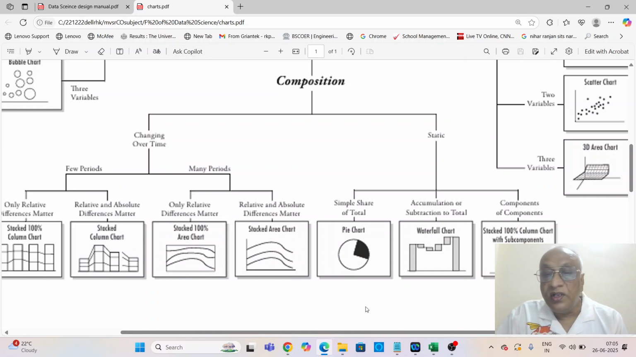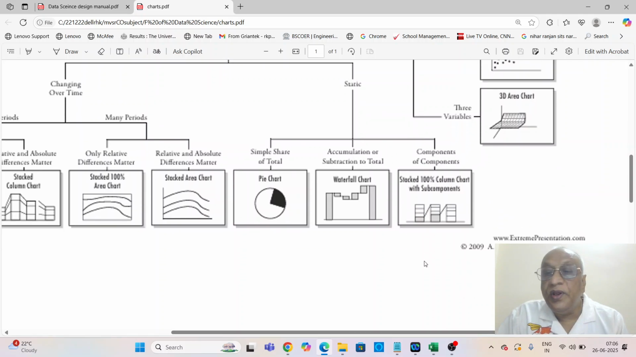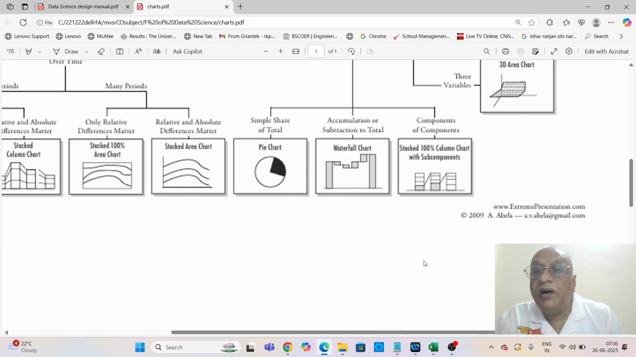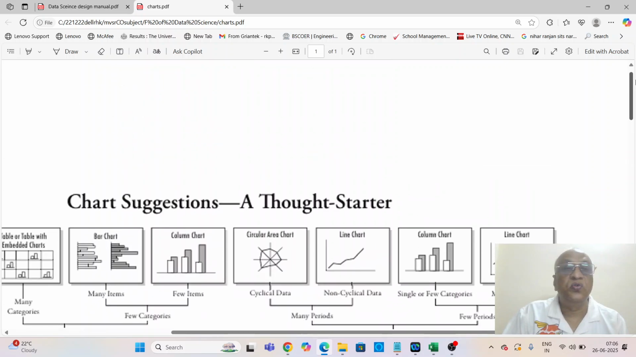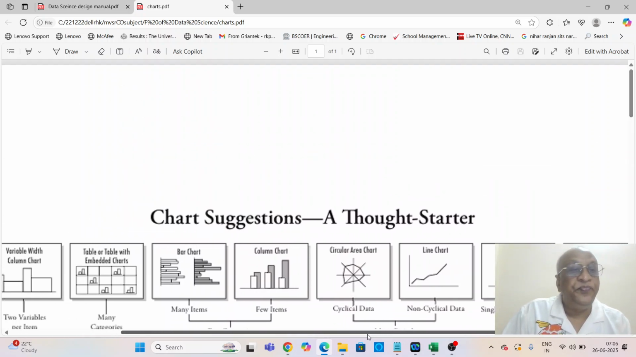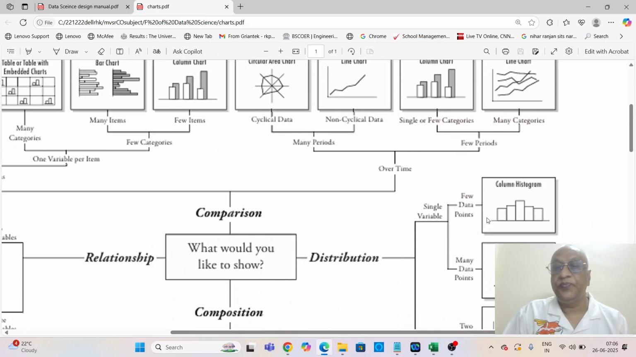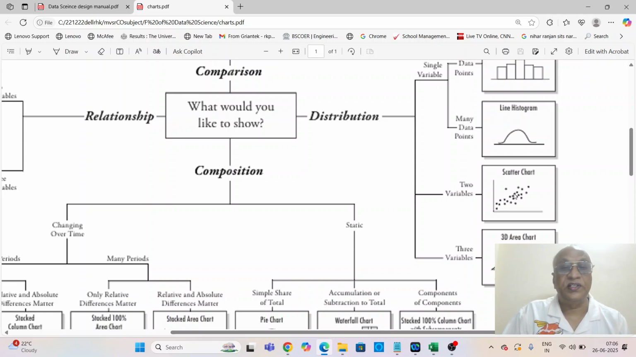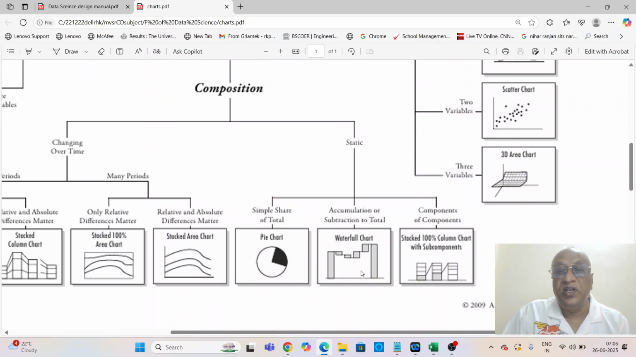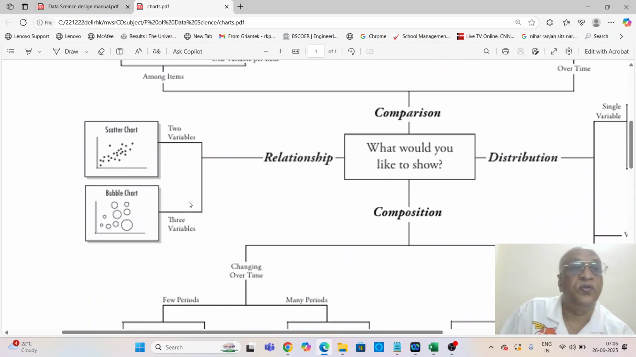I have this diagram which I have taken from Abela, extremepresentation.com. This depicts different kinds of charts. Let us look at the different kinds of charts quickly. We have column chart, bar chart, line chart, circular area chart. Then we have histograms. Then we have scatter chart, area chart, waterfall chart, and different variations of them. So let us look at this.